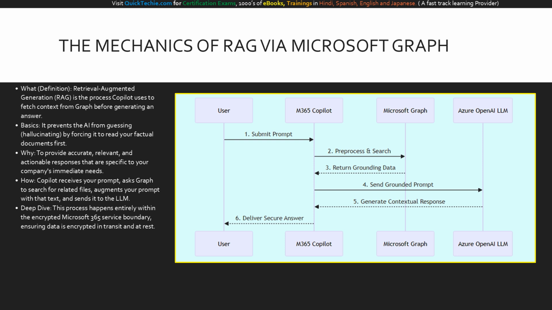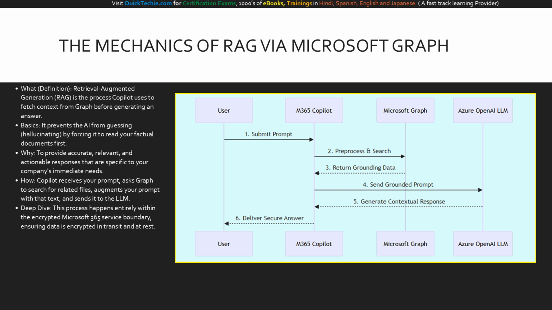In step 4, Copilot combines your original prompt with this fresh data to create a grounded prompt, which it securely sends to the Azure OpenAI LLM. In step 5, the LLM reads the facts and generates a highly contextual, accurate response. Finally, in step 6, Copilot delivers this secure answer back to the user.